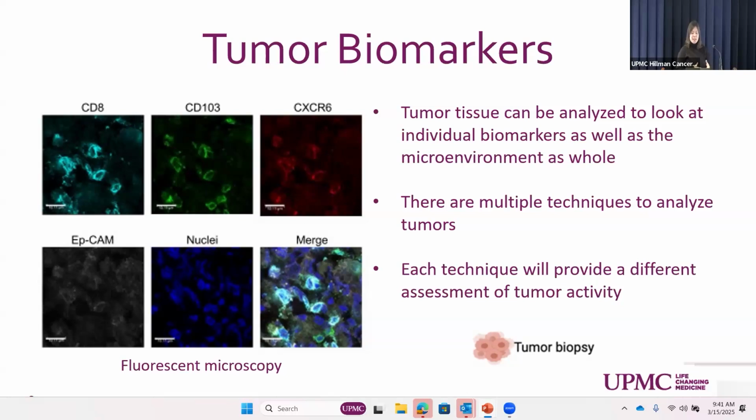So there's multiple techniques. This image is what we call fluorescent microscopy. And this really bright blue cell shows an active cell. So looking at this via the microscope, we can tell this cell is active. And how we get tumor biomarkers, of course, is through tumor biopsies. So we have tumor biomarkers.